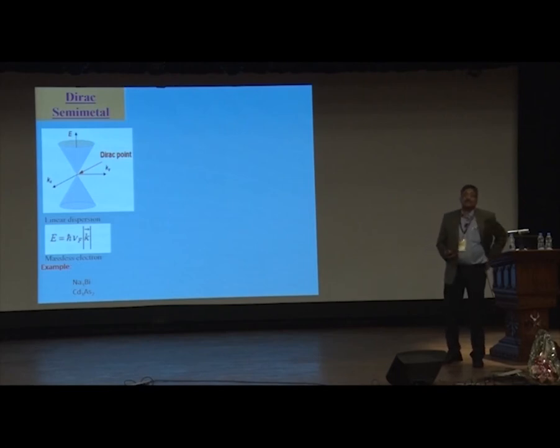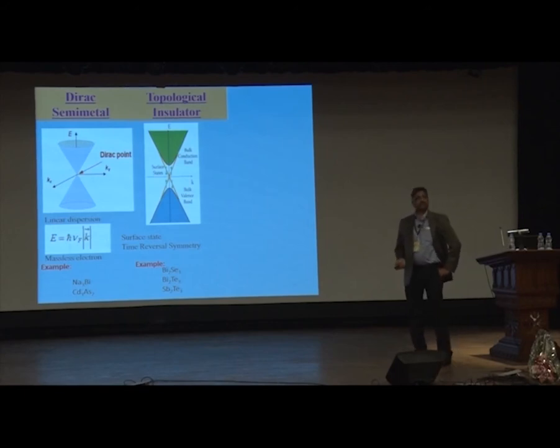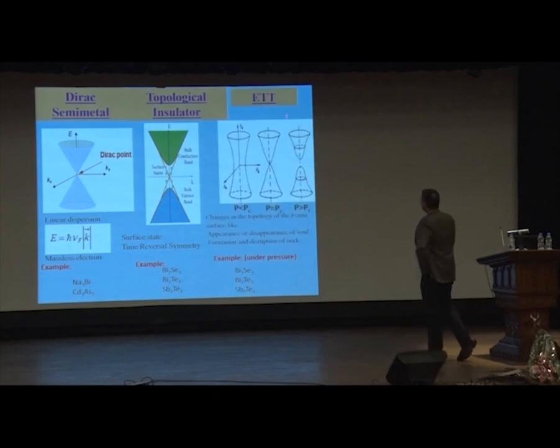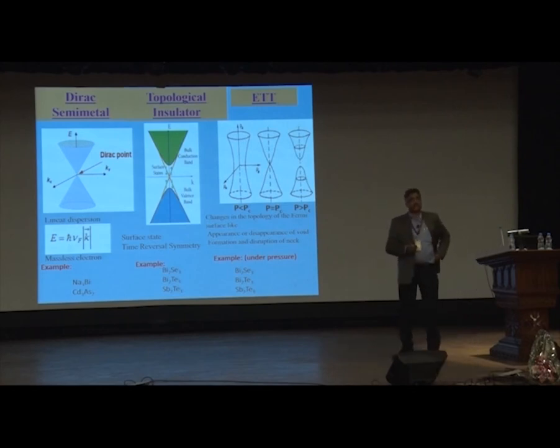So just a quick tutorial on this. Dirac semi-metals look at electron densities which follow a ballistic equation, directly proportional to the velocity, and here the electron is a massless particle. In comparison, topological insulators have surface states with time reversal symmetry, where the surface states conduct and the bulk is insulating. Electronic topological transitions can be induced by temperature or pressure. Basically, we look at the Fermi surface, which has certain voids, and there is a change in the voids in these Fermi surfaces. So all of these are electronic transitions.